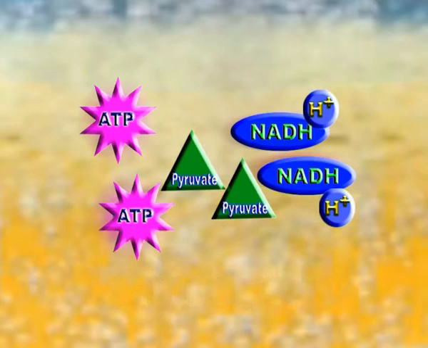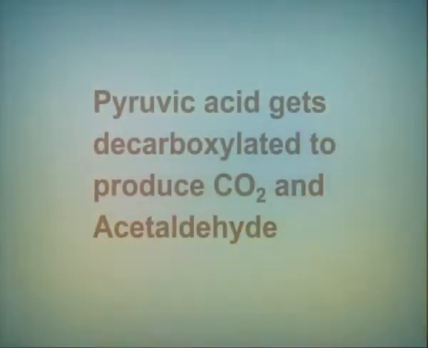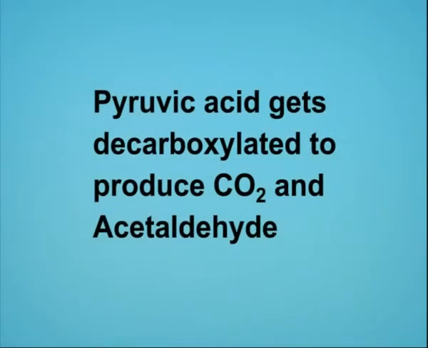If conditions are anaerobic, meaning no oxygen is present, the pyruvic acid first gets decarboxylated to produce carbon dioxide and acetaldehyde.